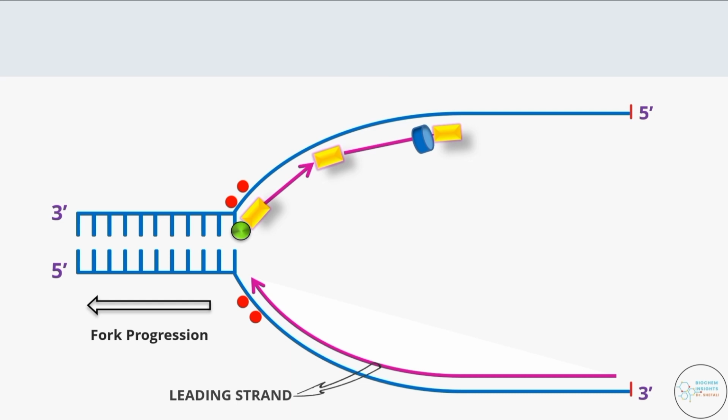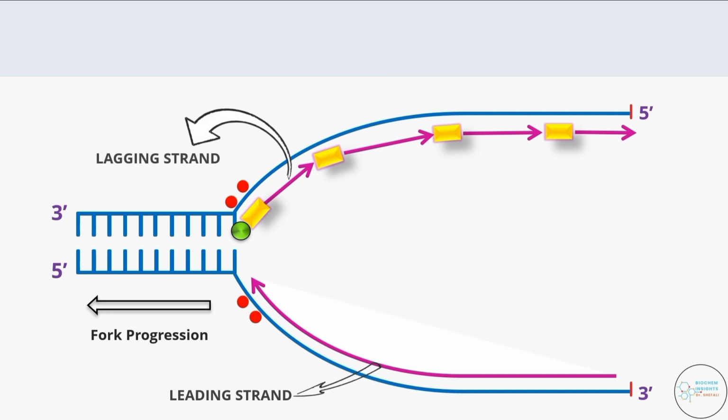And now you know where this primer came from, right? Another replication fork starts acting from behind and the same process continues. So against the top parental strand, you will be able to synthesize new strand only discontinuously. And so this new DNA strand is called the lagging strand. What is it called? It's called lagging strand.